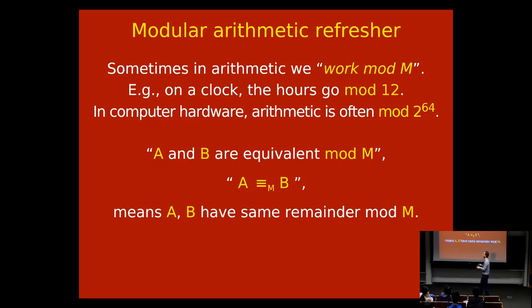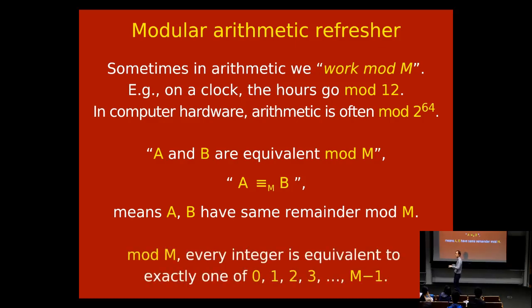OK, so once you fix m, it divides the numbers up into equivalence classes, the ones that have the same remainder mod m. And the standard representations of these equivalence classes are just the good old remainders 0 through m minus 1.